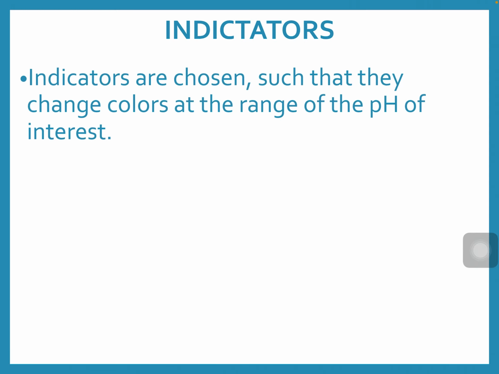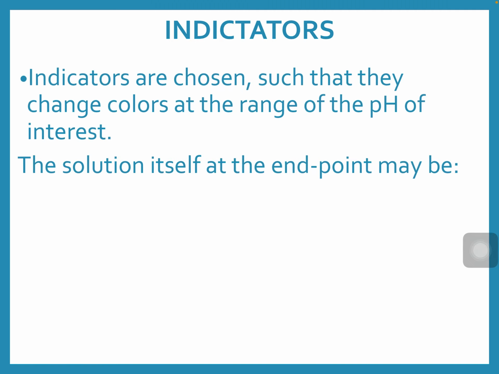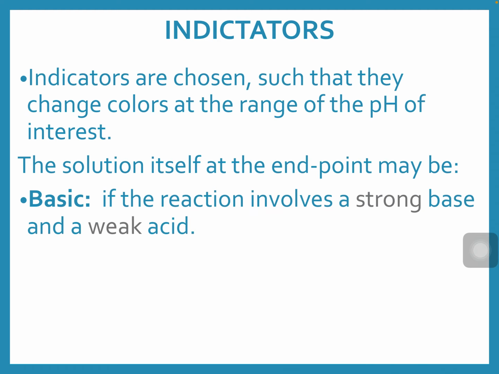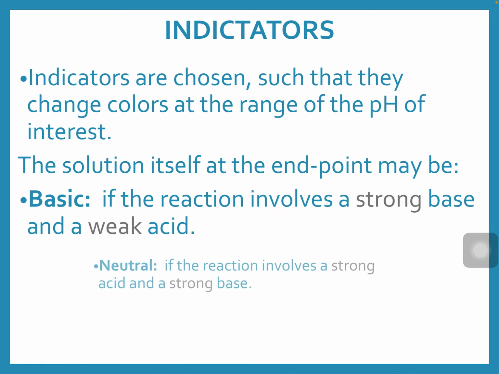The indicator chosen, as I mentioned, is going to be based on the range of pH where our equivalence point is going to be. So we'll use an appropriate indicator there. The solution at the endpoint can be basic if we have a strong base and a weak acid reacting. So our endpoint there is still going to be basic.